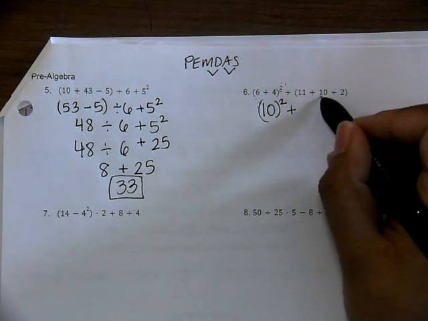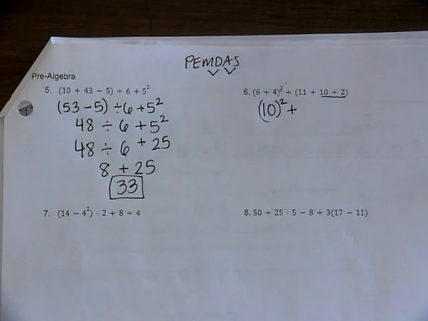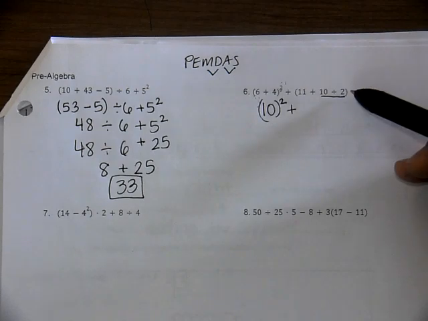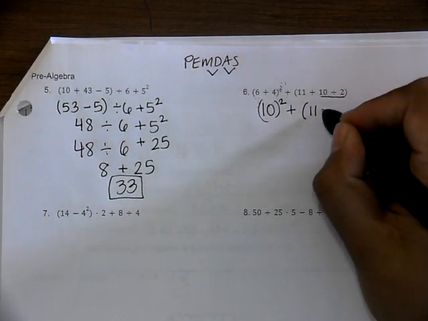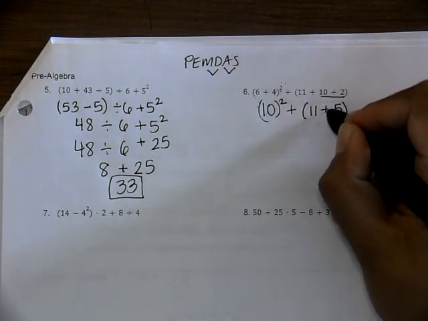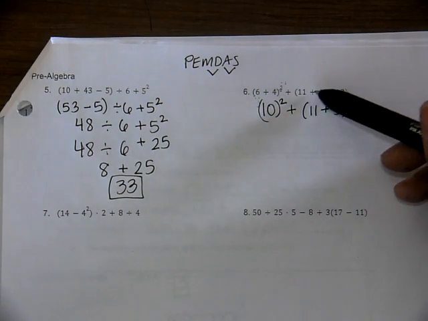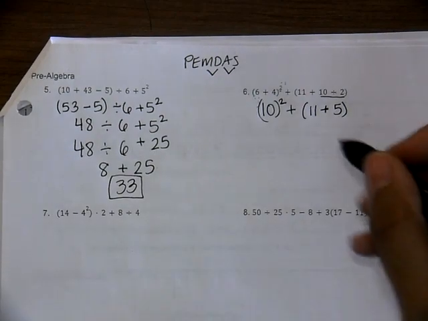Be very careful here. A lot of people make this mistake. For the second parentheses, you cannot add first. You have to do division first. So you would do 11 plus 5, because 10 divided by 2 is 5. So we have 11 plus, and then whatever 10 divided by 2 is.